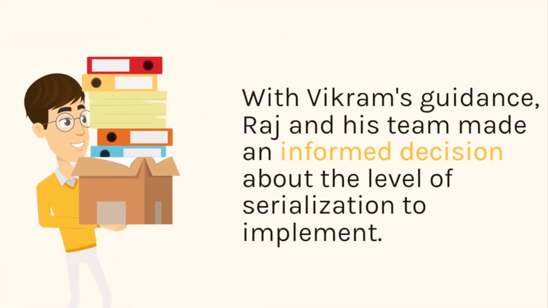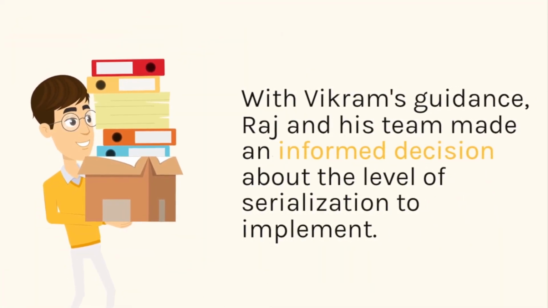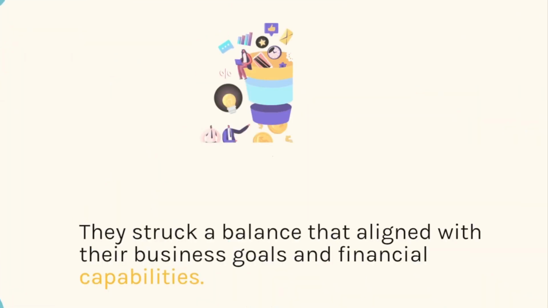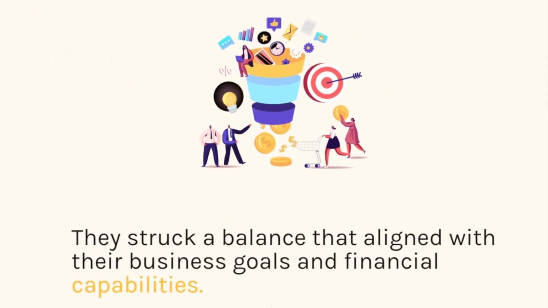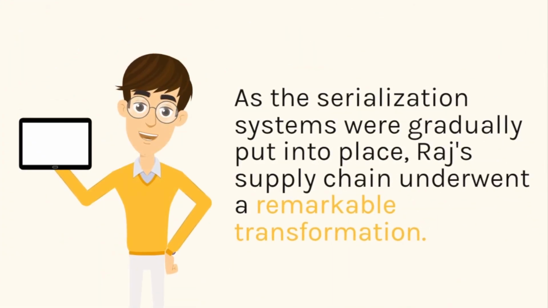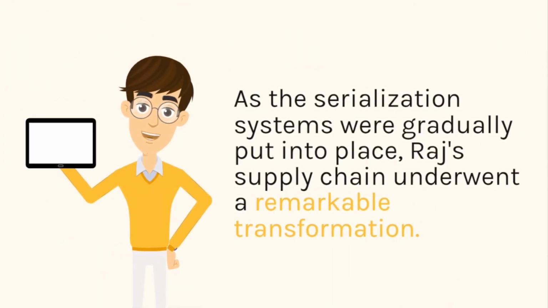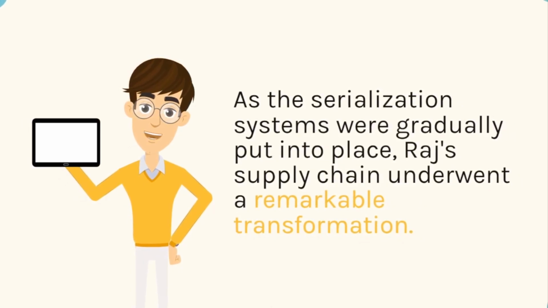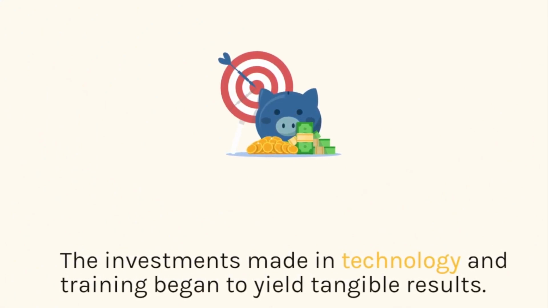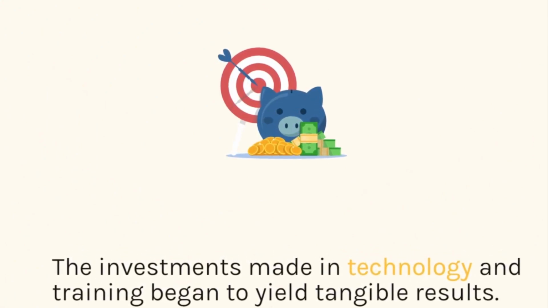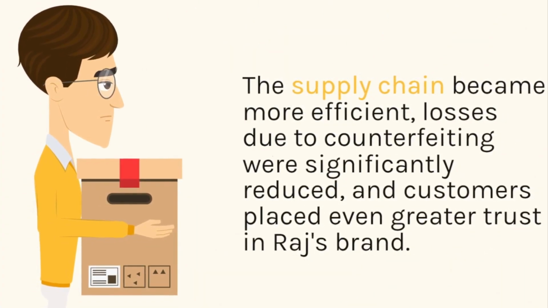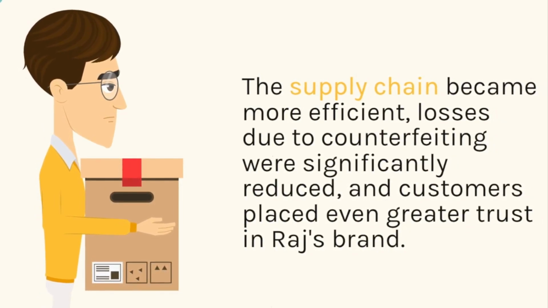With Vikram's guidance, Raj and his team made an informed decision about the level of serialization to implement. They struck a balance that aligned with their business goals and financial capabilities. As the serialization systems were gradually put into place, Raj's supply chain underwent a remarkable transformation. The investments made in technology and training began to yield tangible results. The supply chain became more efficient, losses due to counterfeiting were significantly reduced, and customers placed even greater trust in Raj's brand.